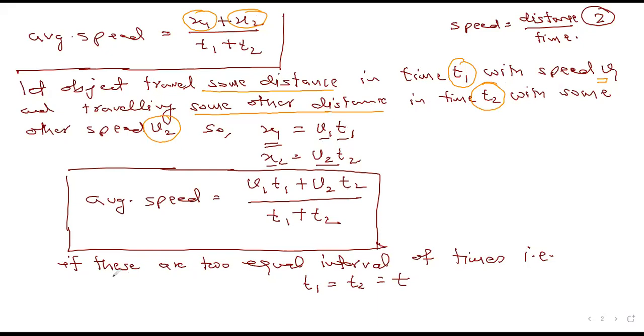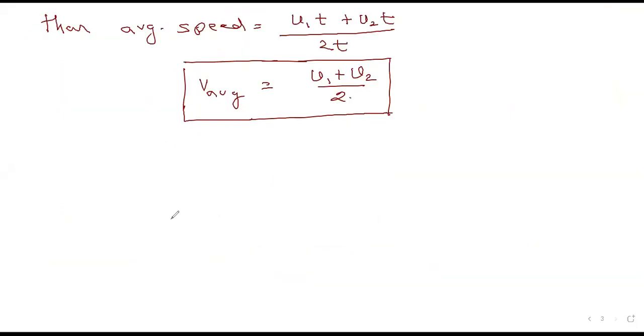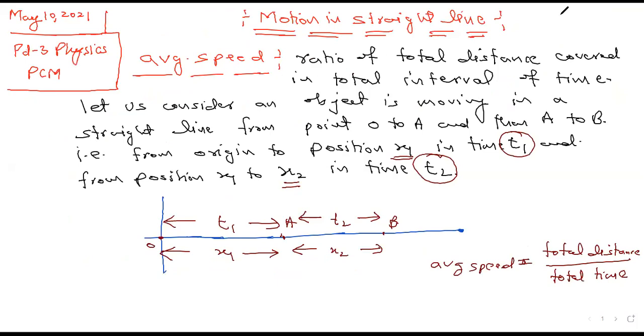Got it? If these are equal intervals of time, मान लीजिए कि आपने दो equal interval of time में velocities रखे v1 और v2, तो average velocity क्या होगी बच्चों? v1 plus v2 upon 2. This is the arithmetical mean of the velocities. And this is a unique condition. Am I clear? This is page number 1 of period number 3. This is page number 2 of period number 3.